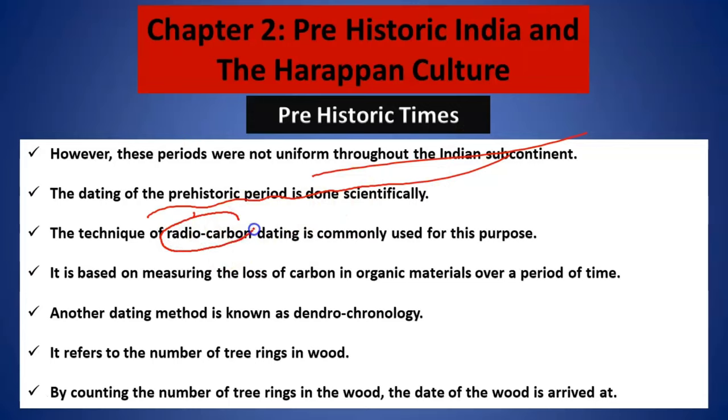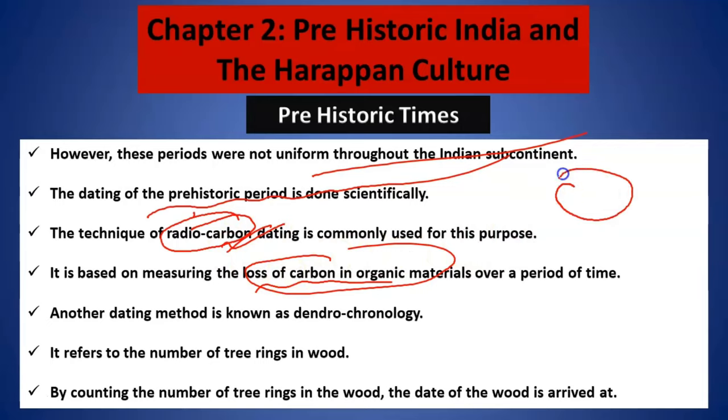One of the techniques is radiocarbon dating. It is measured on the basis of loss of carbon in organic matter. Ek technique hai radiocarbon dating. Har organism mein carbon hoga, hydrogen hoga aur oxygen hoga. These are the organic elements of which we are made up. Now, we lose carbon year after year. So, due to this loss of carbon, we are able to predict the age.